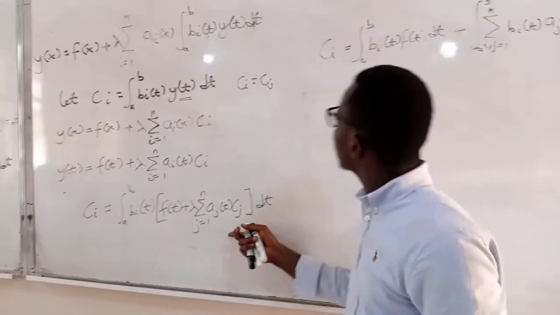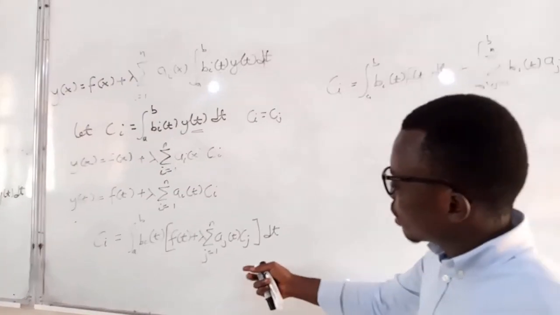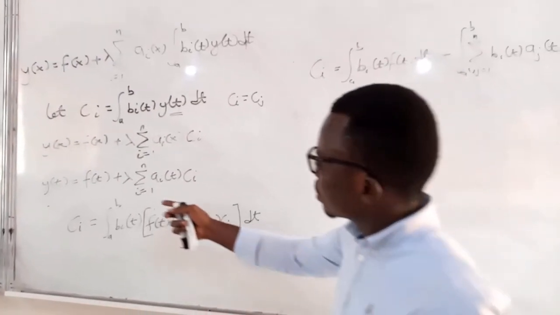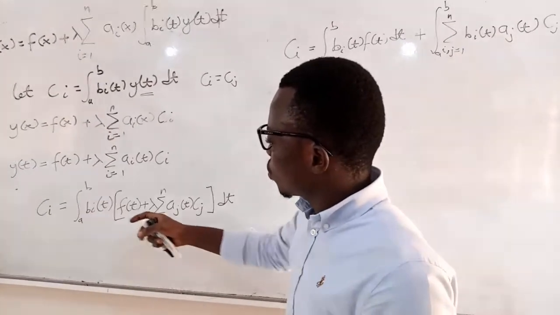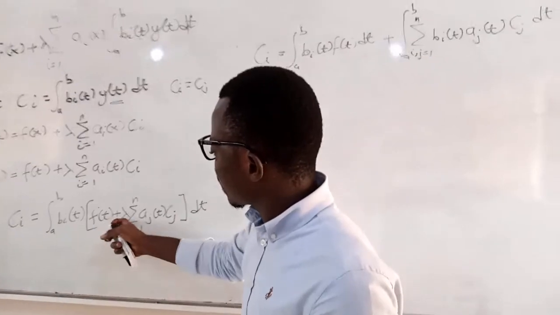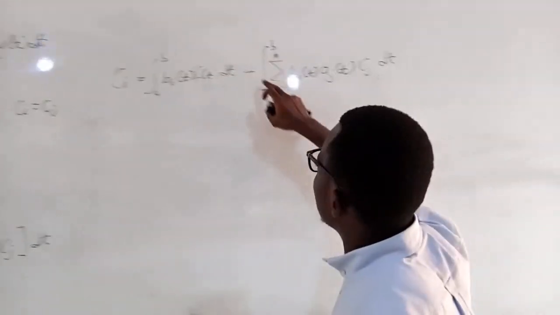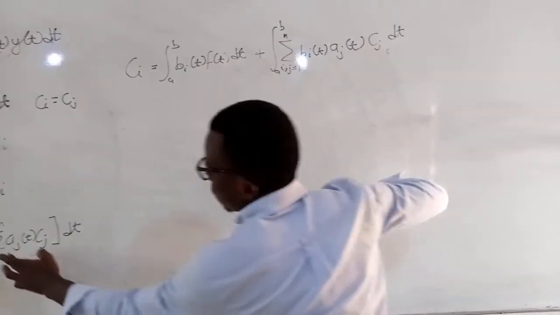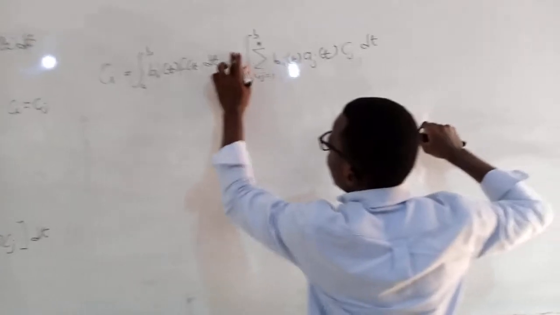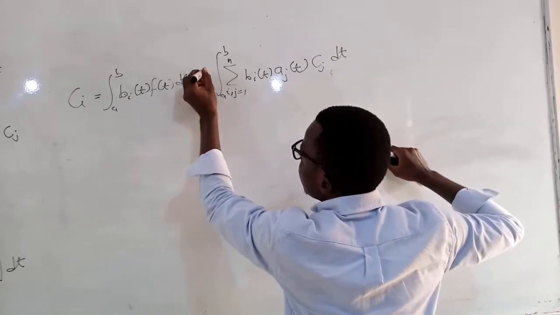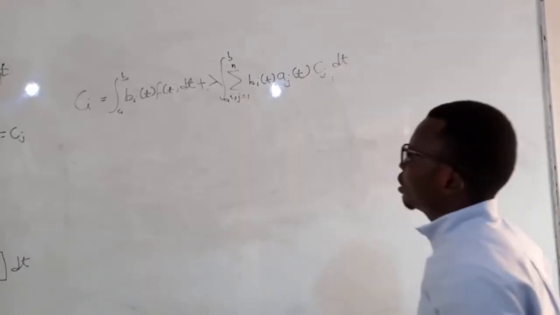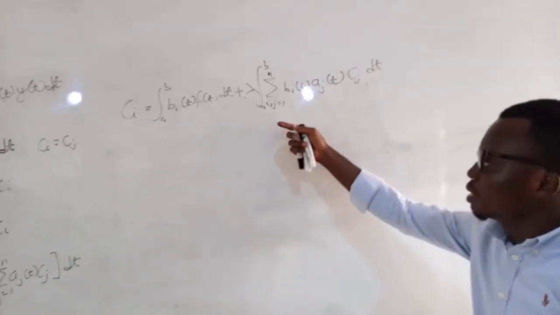Now, there is a lambda here. So lambda has to come outside. There's a lambda in this term. So let's put our lambda there. Now we're having this equation.